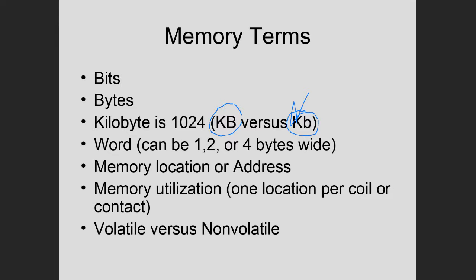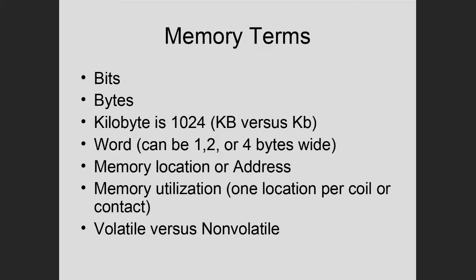So here's what you need to know. I want to be clear. You need to know that a bit is a 1 or a 0. You need to know that a byte is a group of 8 bits. Now the next term, word. It says here on the PowerPoint that a word can be 1, 2, or 4 bytes wide. And actually, a word can be any size, as long as it's some power of 2. A word is machine dependent.